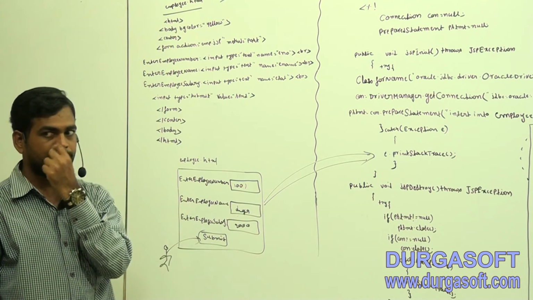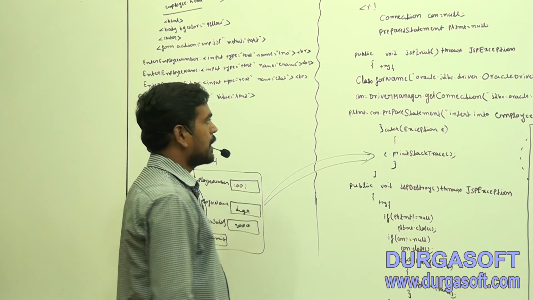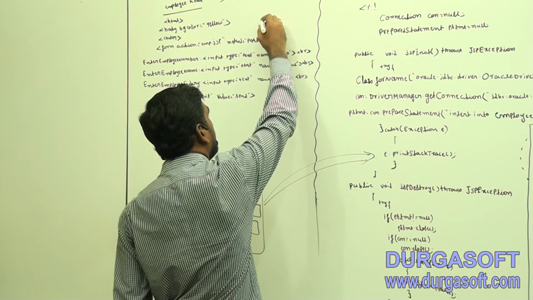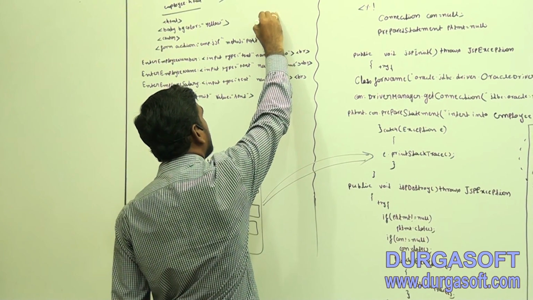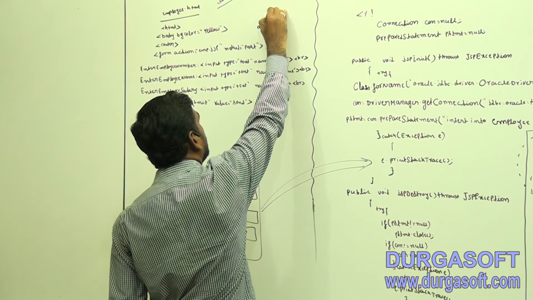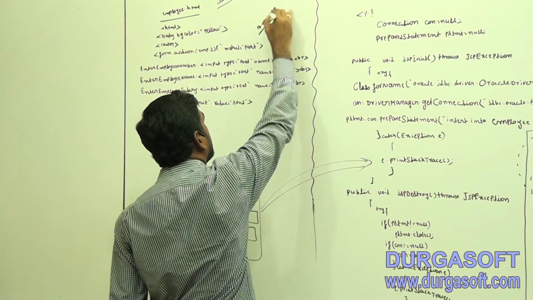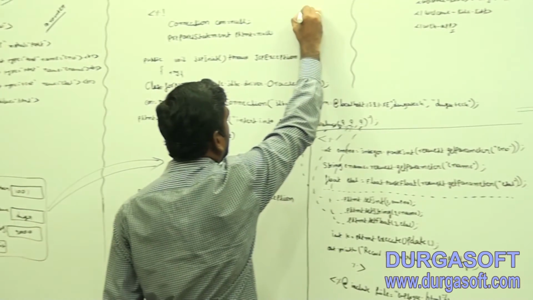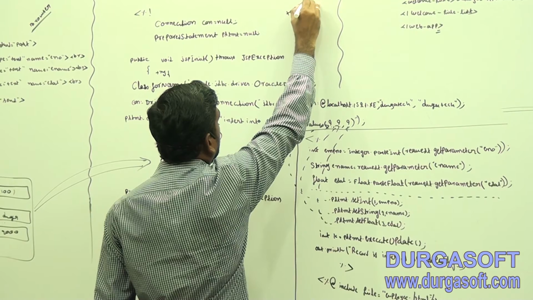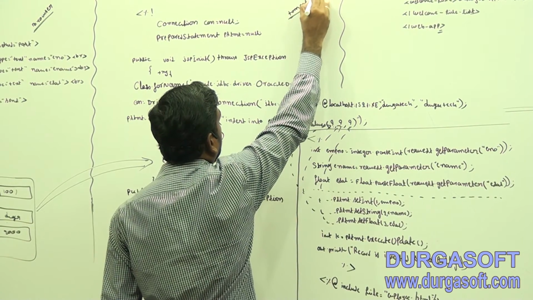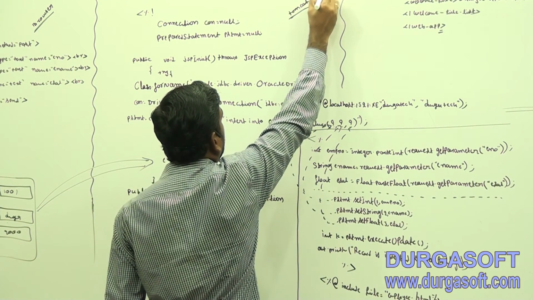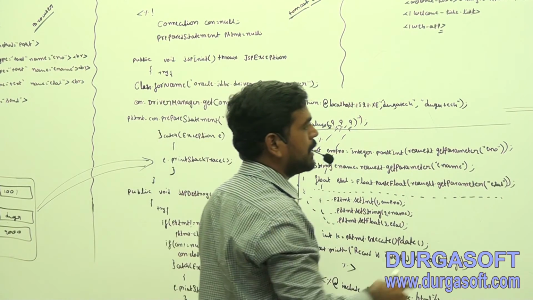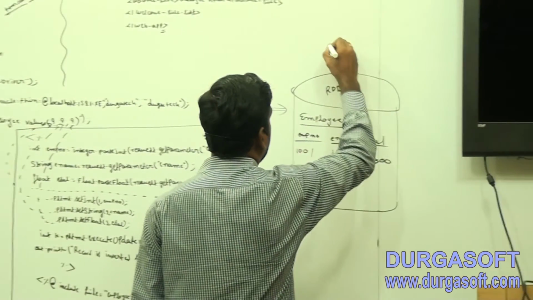This is client side. This code is going to be running inside the browser. This is going to be running where? Inside the Tomcat server. Right? And this is going to be stored where? In the database.